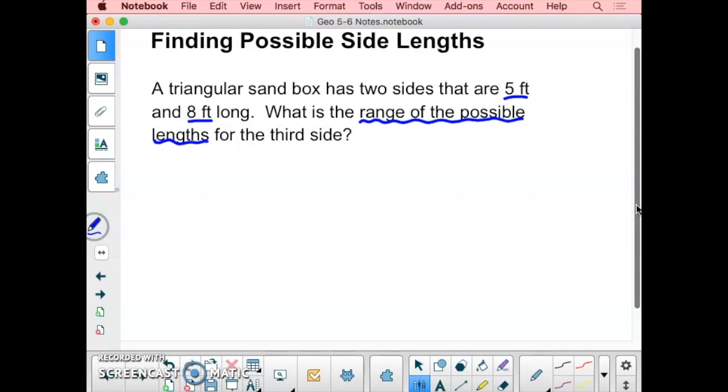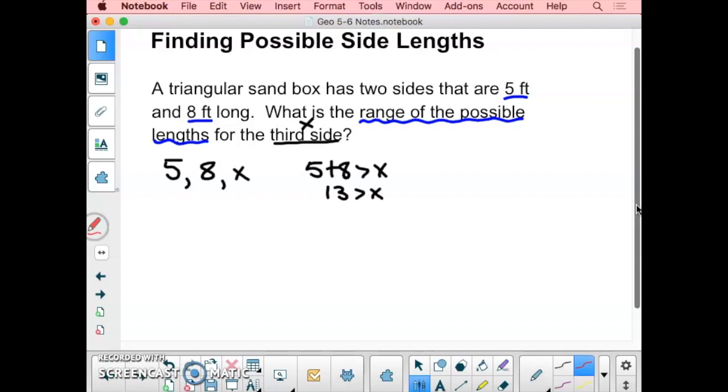All right? So with this type of situation, I know that the two side lengths currently that I know are 5 and 8. If I don't know that third side, we're going to call that third side x. I'm going to add x to the list. If this sandbox is going to be a triangle, then 5 plus 8 has to be bigger than x. That's something that has to be true. So 13 has to be bigger than x, or x has to be less than 13.